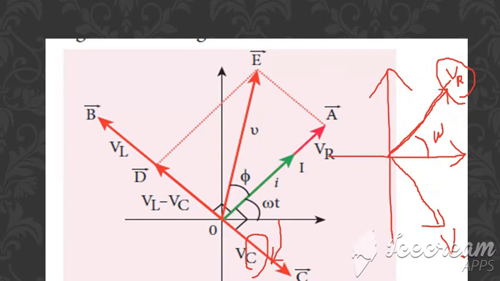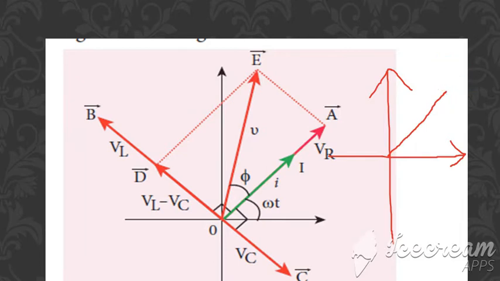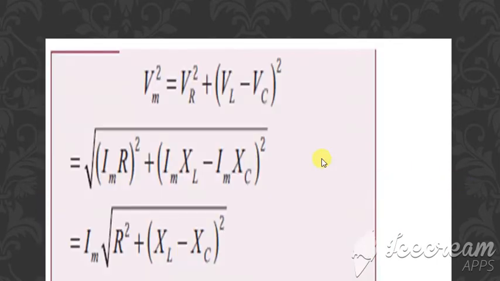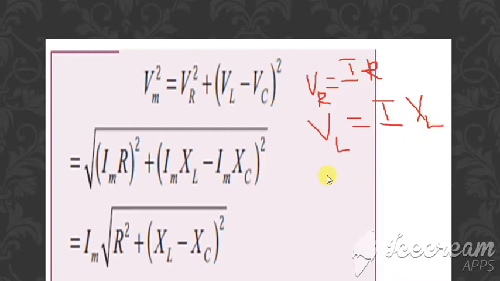Now we are going to write the equations for VR, VL, and VC. From Ohm's law we know that V is equal to I into R, is it not? So considering V is equal to I into R, VR can be written as I into R. In the same way, VL is written as I into XL, and VC is I into XC. So VR is I into R, VL is I XL, and VC is I into XC.